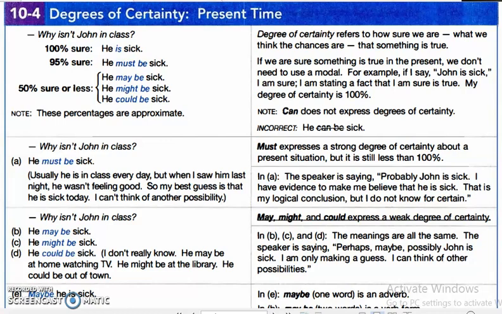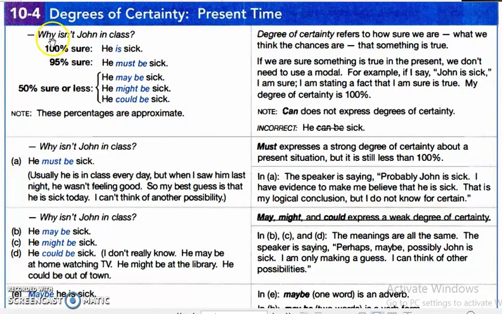One of our topics is degrees of certainty at present time. Okay, so what is degree of certainty? Degree of certainty refers to how sure we are, what we think the chances are that something is true.